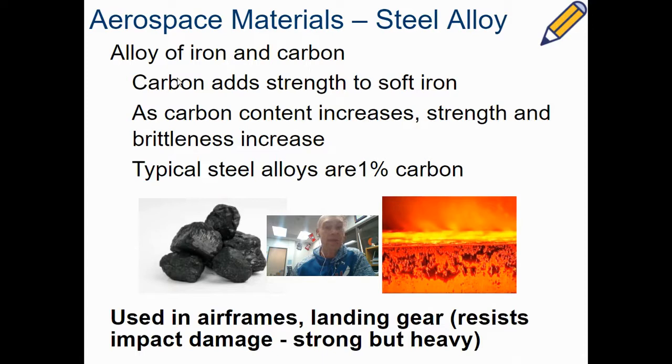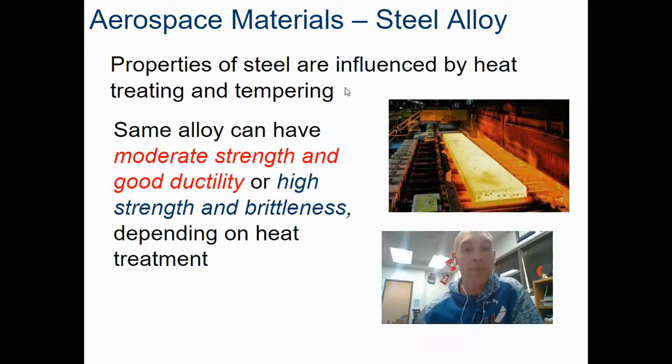Steel alloys have carbon because it adds a lot of strength. And so they're typically only 1% carbon. The use of this is sometimes in airframes, but again, that's more aluminum. More often it's like landing gear because it resists impact damage and it's strong, but it's also very, very heavy. So that's something to keep in mind, that steel is a lot stronger than aluminum, but it's also a lot heavier. And some of the properties, we're not jotting this down, but some of them are influenced by heat treating and tempering. So you can change the strength and brittleness depending on the heat treatment.